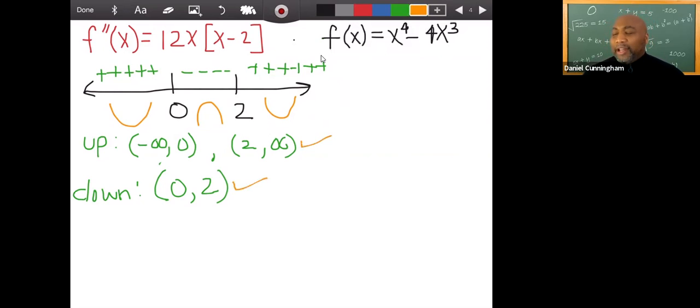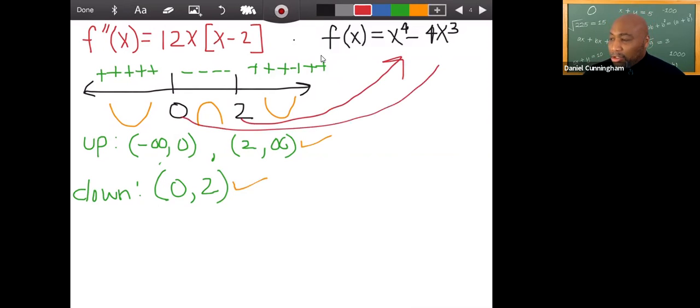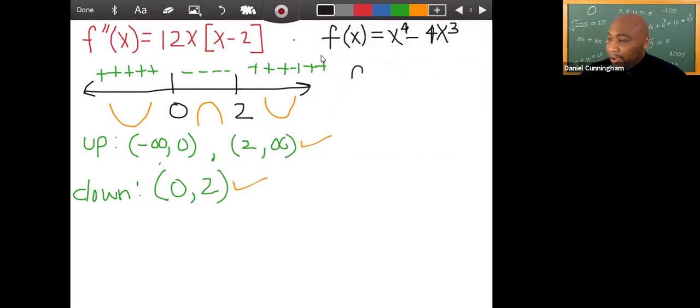Now we're going to do the inflection points. So we're going to use those two numbers, 0 and 2, and plug them into the original equation. So notice I'm going to plug these into my original to give me my y value. So make a note of that. As I do that, I'm going to put this in black, f of 0. That'll give me 0. So 0, 0 is 1.